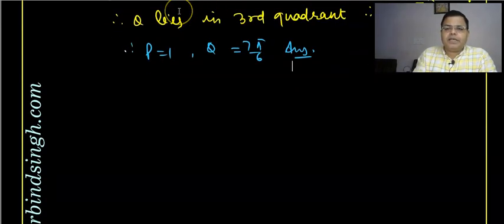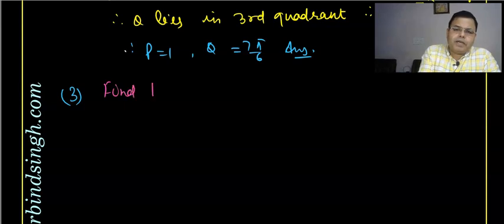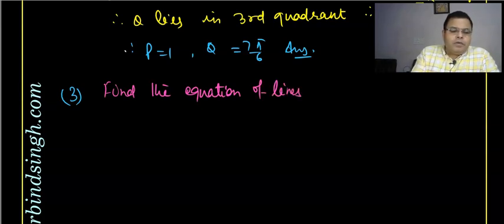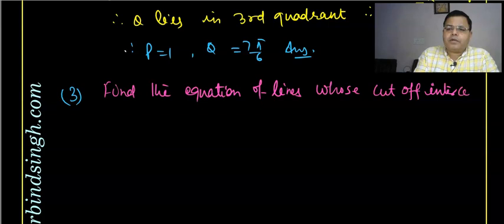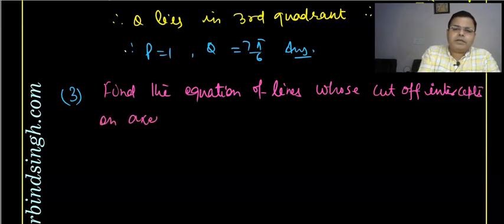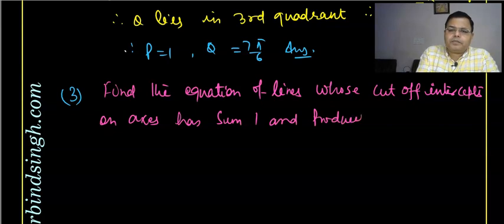So we can do that. Now let us discuss question number 3. Find the equation of lines which cut off intercepts on the x-axis and y-axis, whose sum is 1 and product is minus 6. Sum 1 and product minus 6. So we have to calculate this.